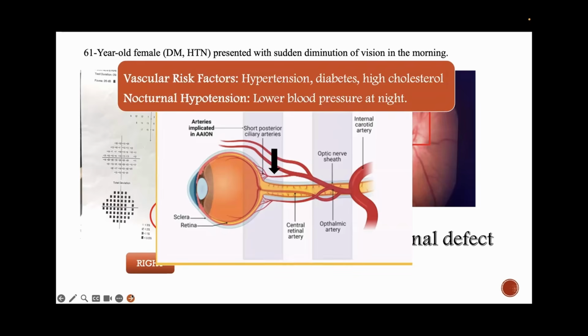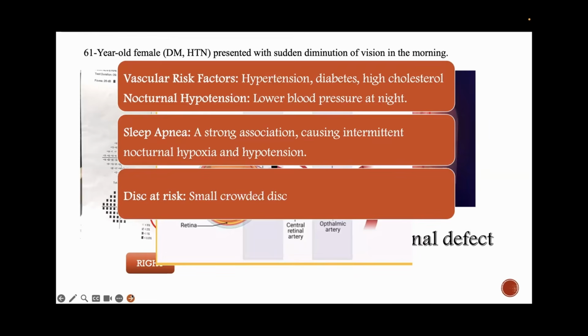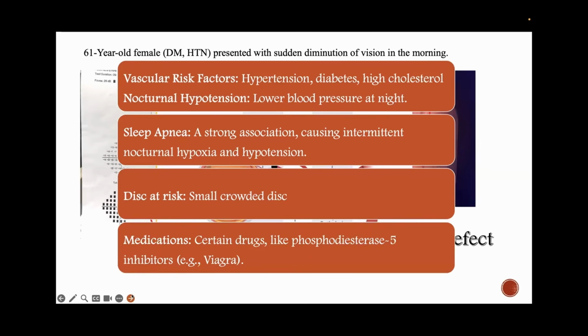So how do we evaluate? Look for the vascular risk factors: hypertension, diabetes, high cholesterol. Very common, everyone will check for it. What we don't ask for is a history of sleep apnea. Very common, the majority of the males in our society will have a history of snoring. This causes intermittent nocturnal hypoxia and hypotension in these patients, and snoring is also sometimes responsible for NAION. Disc at risk, you look for in the other eye, it will be a small crowded disc. That's why the patient suffered from this condition. And another important factor that we forget to ask about is phosphodiesterase 5 inhibitors, or the use of Viagra.